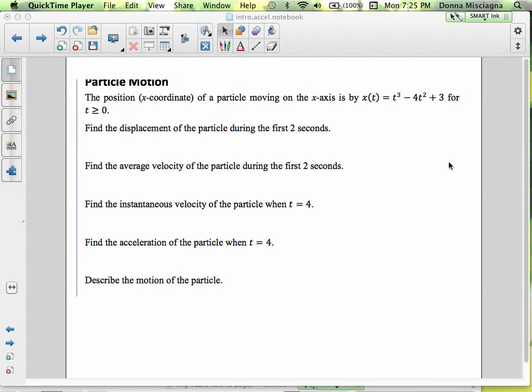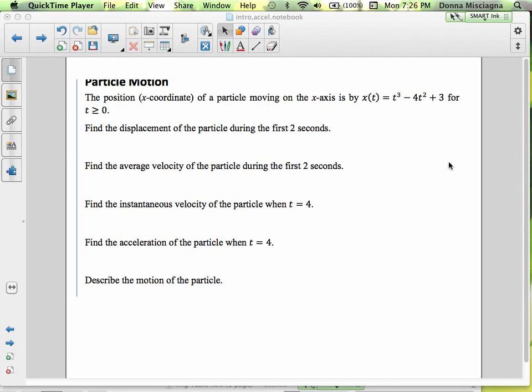Welcome. So we're going to be analyzing position, velocity, acceleration. We're going to do one with an equation and one with a graph. All right, so the position, x-coordinate of a particle moving on the x-axis, is given by x of t equals t cubed minus 4t squared plus 3 for t greater than or equal to 0. We want to find the displacement of the particle during the first 2 seconds.